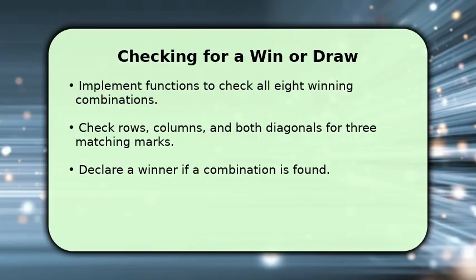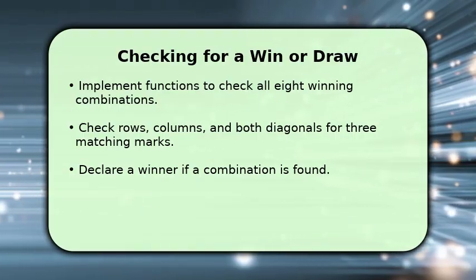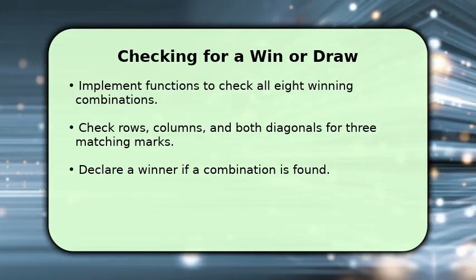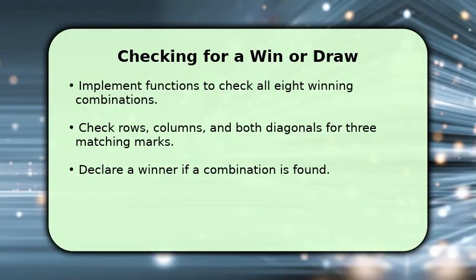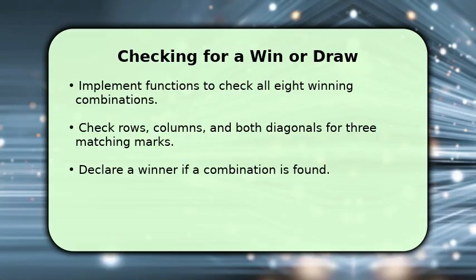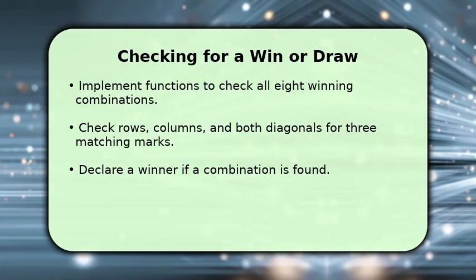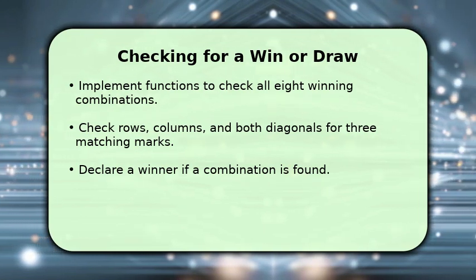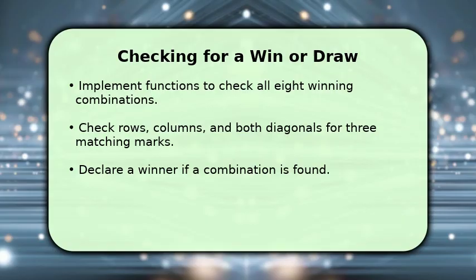Next, we need to determine if someone has won or if the game is a draw. We'll create functions to check all 8 possible winning lines, 3 rows, 3 columns, and 2 diagonals. After every move, we'll call these functions. If 3 identical marks are found in a line, we announce the winner. If all 9 squares are filled and no winner is found, it's a draw.